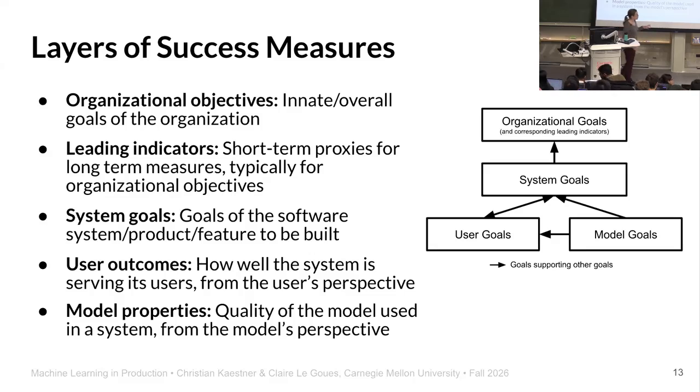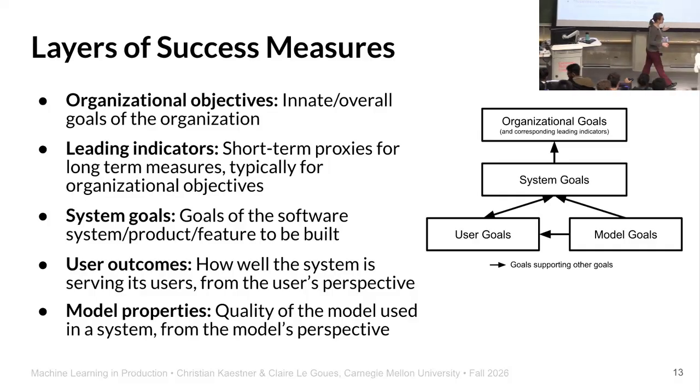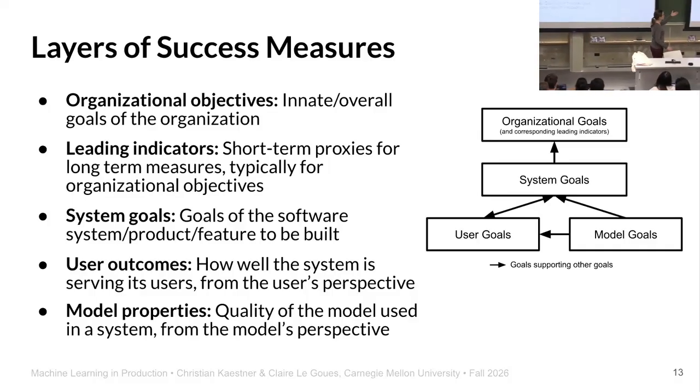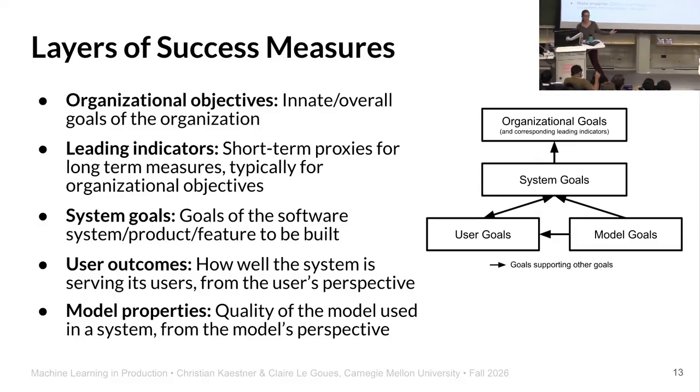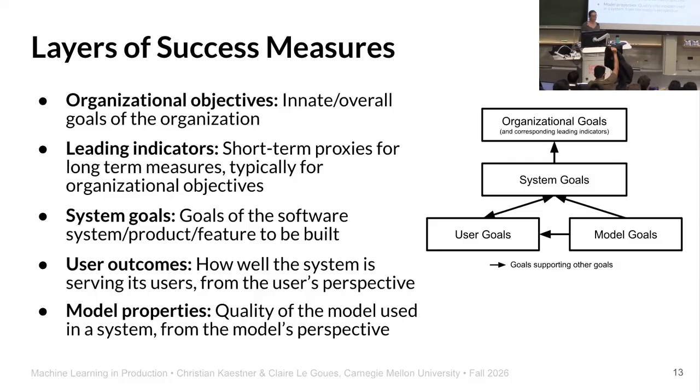Then there are the system goals, the things we start to care about in this class. The goals of the software system, product, or feature to be built. What is the thing that we are building? What is the purpose of that? It should be connected in some way to the business goals. We're not building it for no reason. And hopefully there's some way we can look at its behavior or measure something about it to see if it's being supportive of those long-term goals.